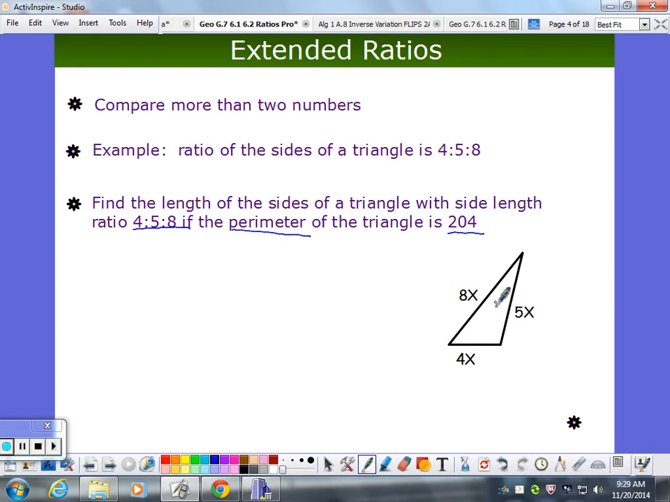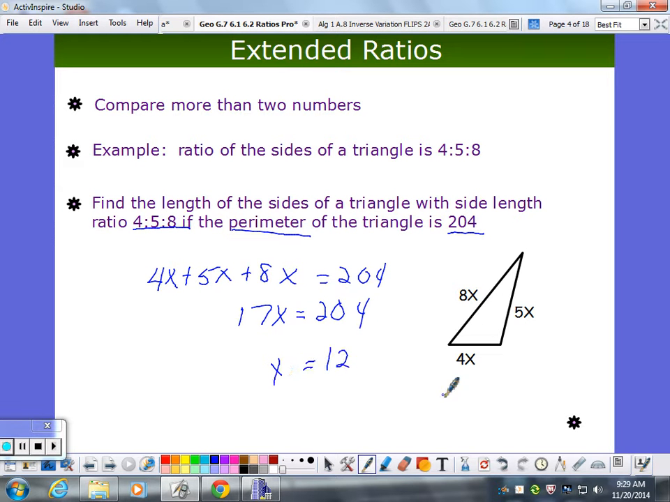So how am I going to find x? I have more information. Perimeter is 204. So if I add up all these sides, I'm going to get 204. So what have I got here? 4 plus 5, 9, 17x is 204. And now let's see, I didn't do that in my head. So I want this on paper, so I have to think about it. Who's got the calculator? Yeah, what'd you get, Abby? 12. I figured it out without a calculator. Okay, so good. x is 12.